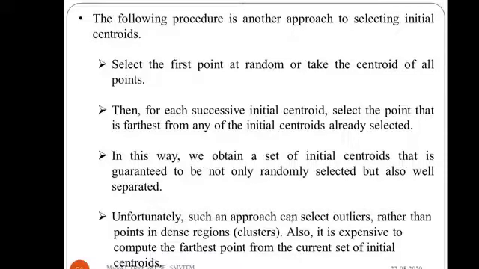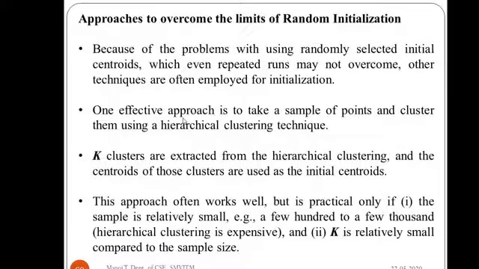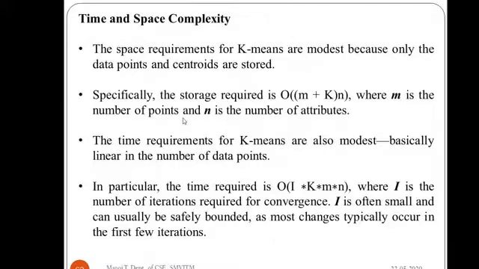Unfortunately, such an approach can select outliers rather than points in dense regions, and also it is expensive to compute the farthest point from the current set of initial centroids. So that is the disadvantage. The advantage is you obtain well separated clusters. So these two approaches you can employ to overcome the limitations of random initialization.